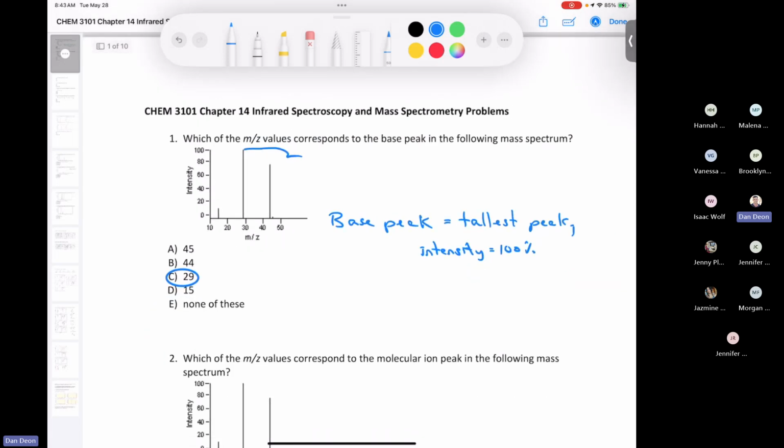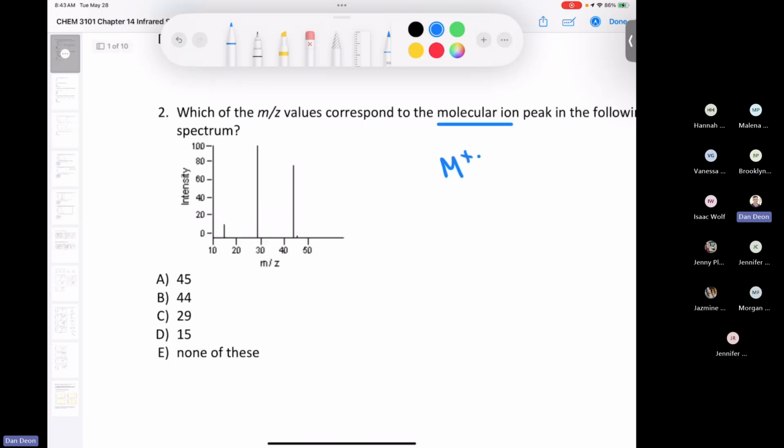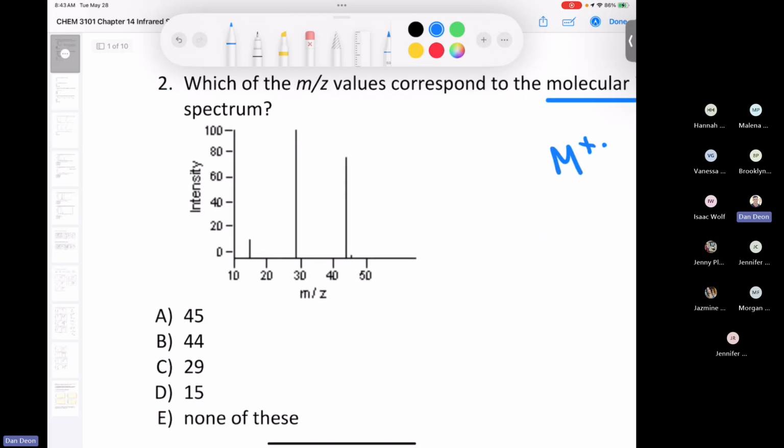The next question is about the exact same spectrum, but now it's asking us for which one is the molecular ion. So now we're looking for the molecular ion. Remember, we take our molecule, we hit it with a high energy beam of electrons, and we make a radical cation. And if it has the mass of the parent, that's our molecular ion.